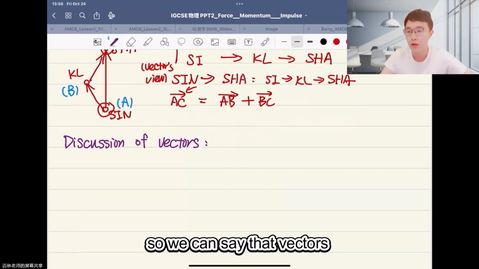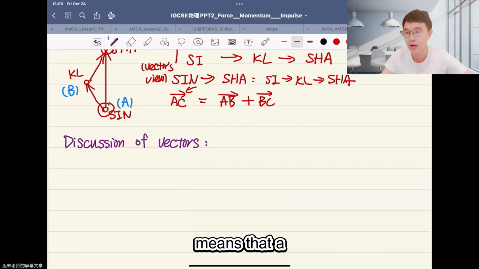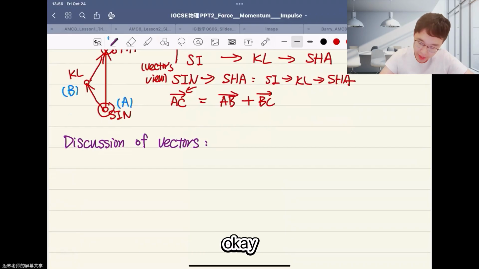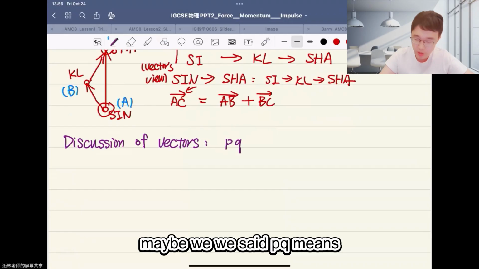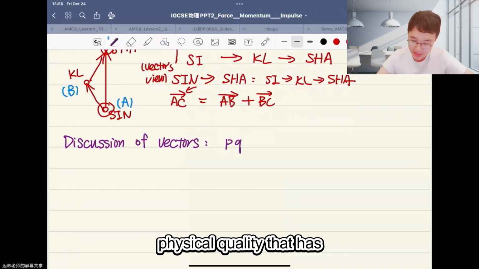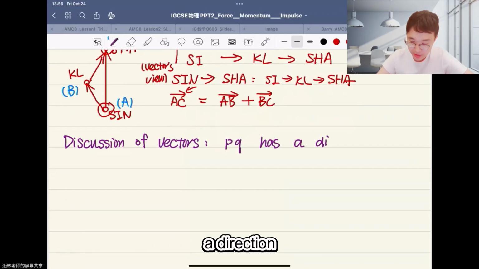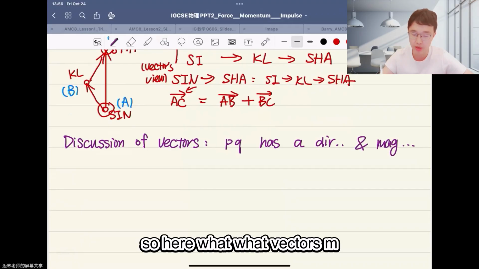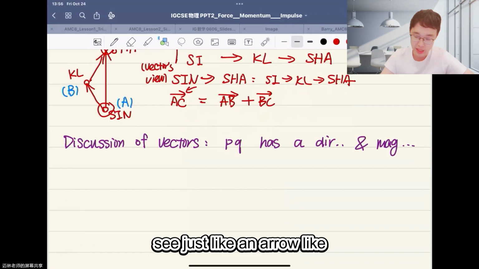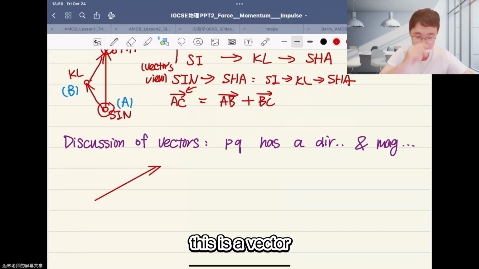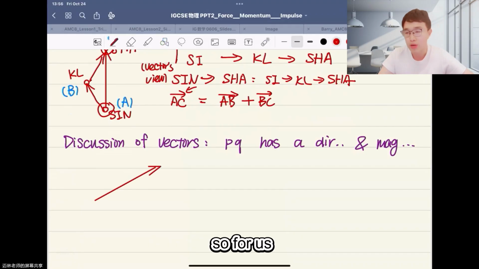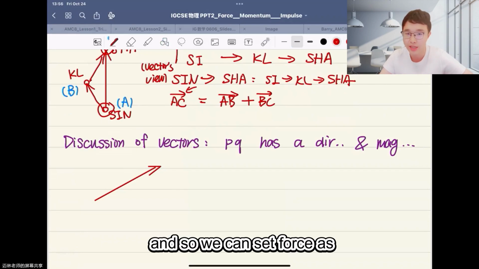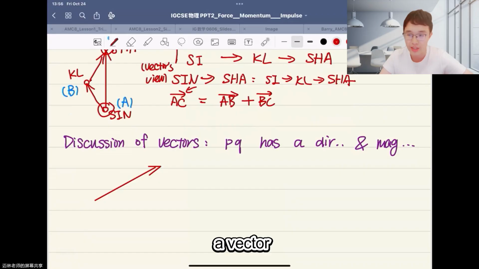So we can say that vectors are physical quantities which have magnitude and direction. Maybe we say PQ means physical quantity that has a direction and also its magnitude. So here is what vectors mean: just like an arrow, like this way. This is a vector. Force also has a direction and a magnitude, right? So we can say force is a vector.